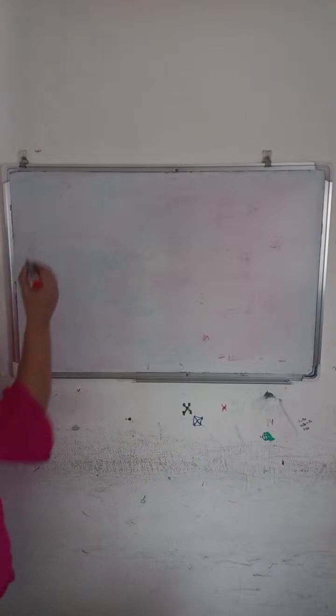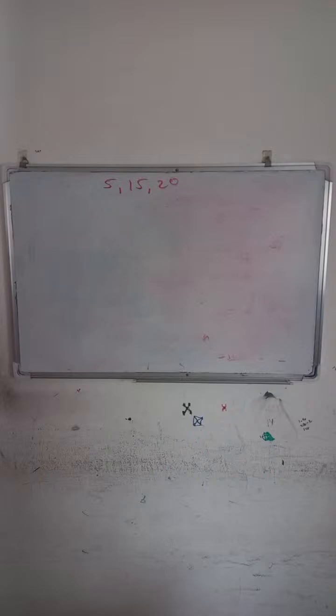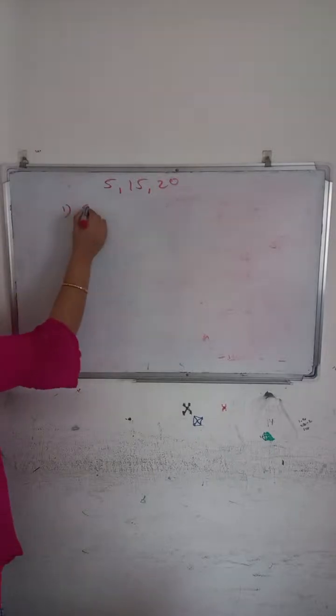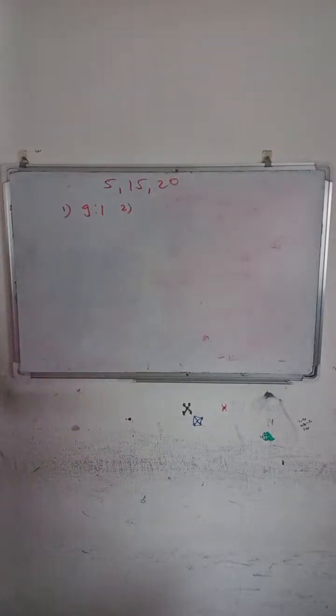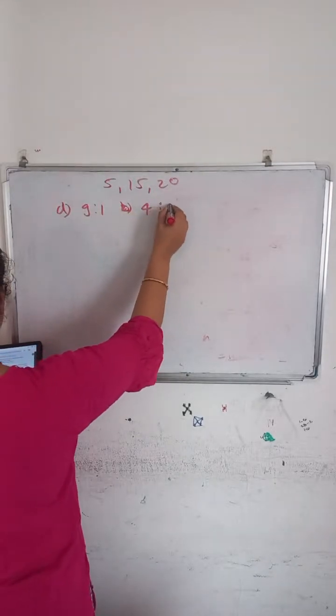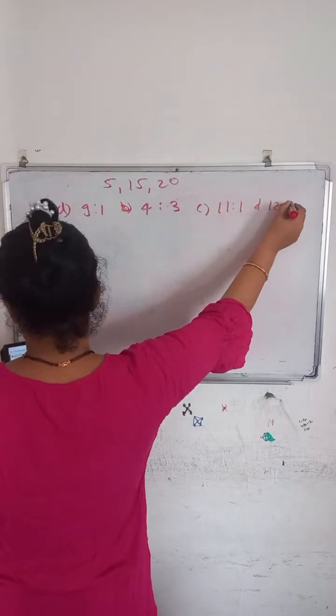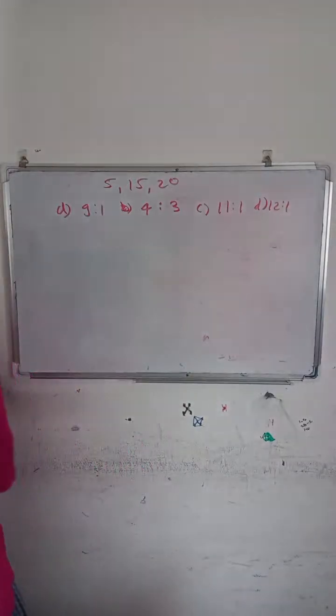Write down the question. The ratio of LCM and HCF of the numbers 5, 15 and 20 is asked. The options are: A, 9:1; B, 4:2; C, 4:3; D, 11:1; and the last one, 12:1. They are asking for the LCM and HCF ratio of these numbers.